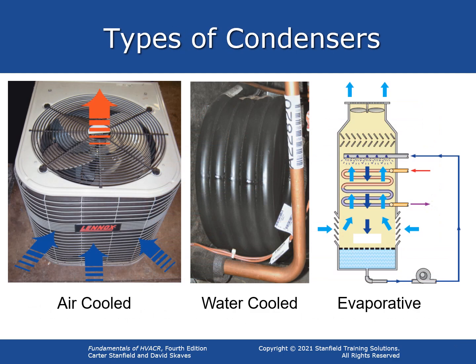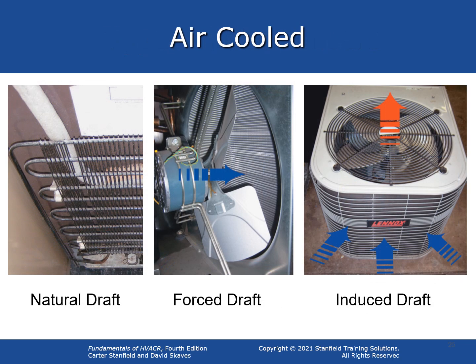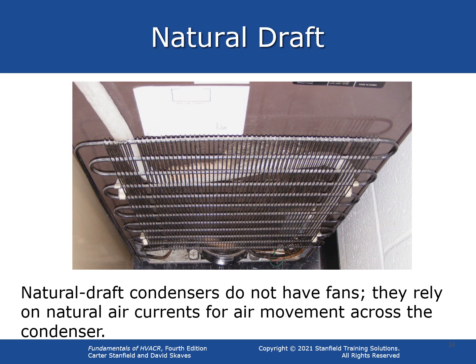There are three types of condensers: air-cooled, water-cooled, and evaporative. Air-cooled condensers can be divided into three general types: natural draft, forced draft, and induced draft. Natural draft condensers do not have fans. They rely on natural air currents for air movement across the condenser. An example would be a small refrigerator.